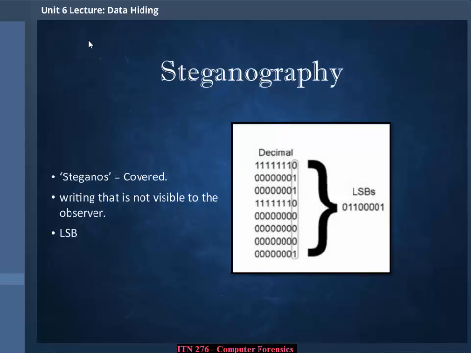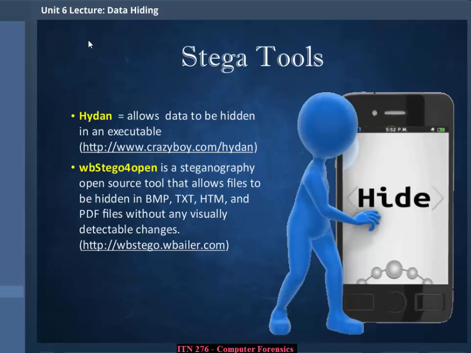Now the change to the carrier file, because we changed that least significant bit, will not be seen. The difference will be minimal, and it will not be seen or felt in the carrier file itself. You will be doing a virtual lab about steganography, where you will use one of the tools that will be creating and hiding a file inside another file.